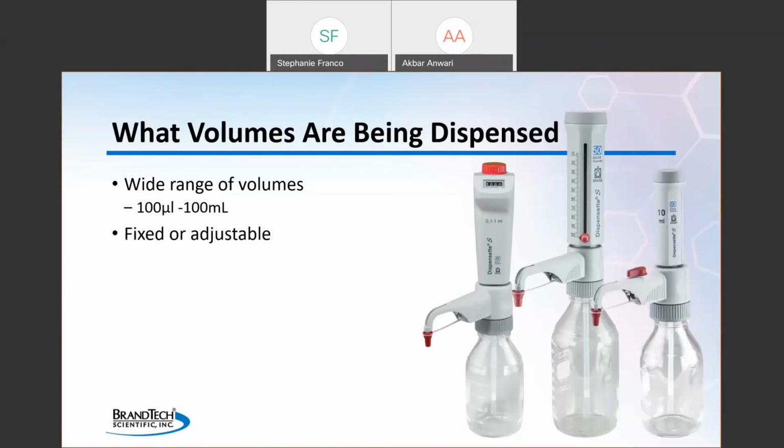In most cases, an adjustable volume dispenser is the type of choice, but for some applications, a fixed volume model is appropriate. For reasons outside the scope of this presentation, dispensers should be operated in the upper half of their volume range for the best accuracy.